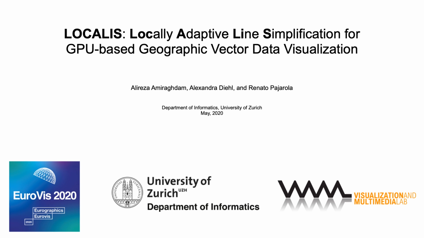In this video, I will present our locally adaptive line simplification algorithm called LOCALIS, which is mainly designed for visualizing geographic vector line data, but its application is not limited to this field.